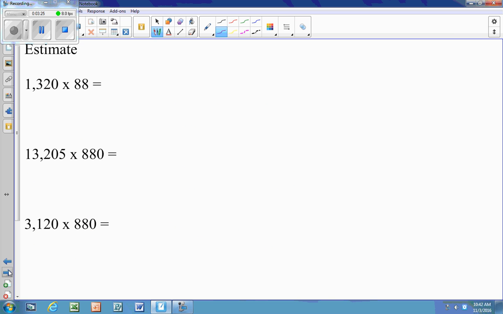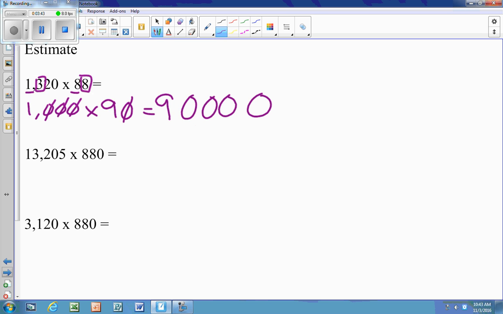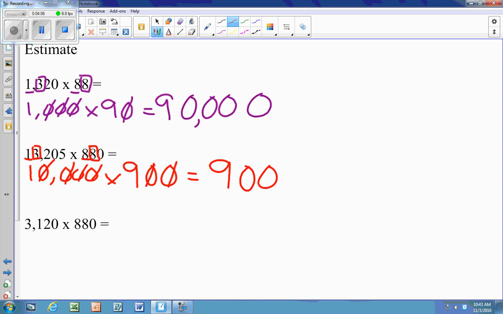Here are some more numbers to estimate. I'm going to underline and box. Underline and box. Ignore the zeros. Multiply, put the zeros back in. Underline the 1, box the 3. It tells me to leave the 1 alone. That makes 10,000. Underline and box. That 8 tells me to make the 8 a 9. Put the zeros. Now we're going to ignore all my zeros. There are 6 zeros I ignore. 9 times 1 is 9, and then put the 6 zeros back in.